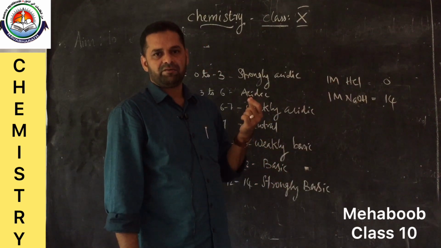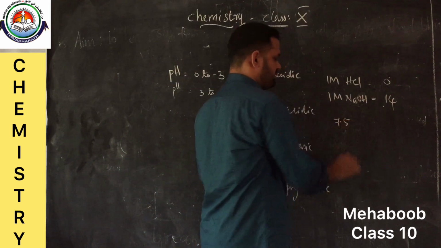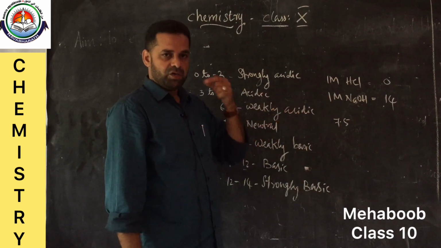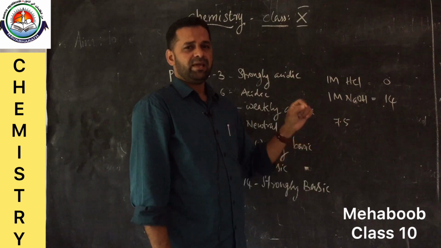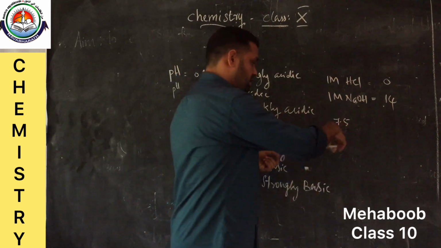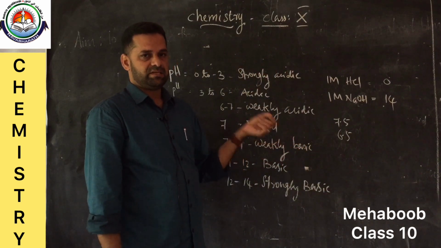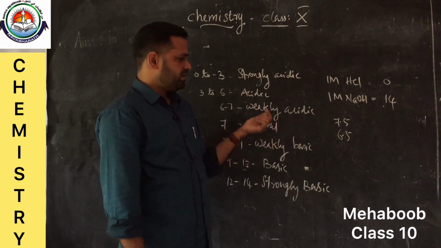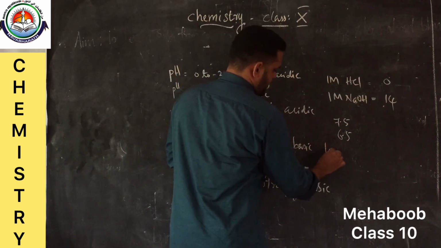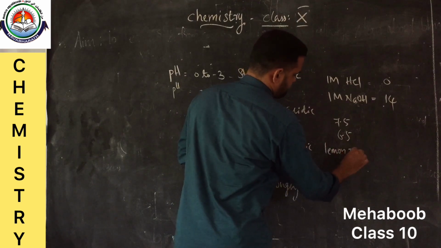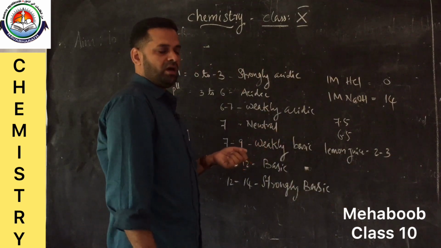And we know our saliva, before a meal, is 7.5. The pH value of human saliva is 7.5, which means it is weakly basic in nature. And after a meal it is 6.5, which means it is weakly acidic in nature. And then there are a number of other values. For example, lemon juice has a pH value of 2 to 3.